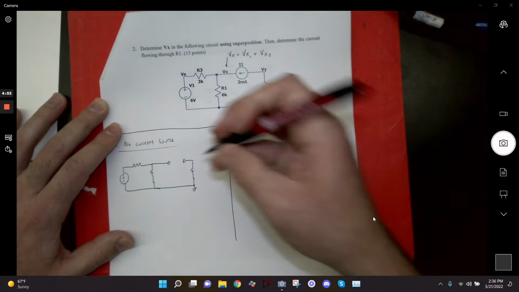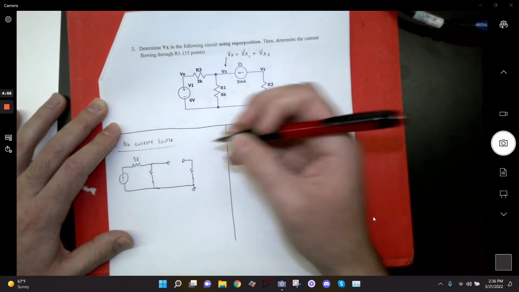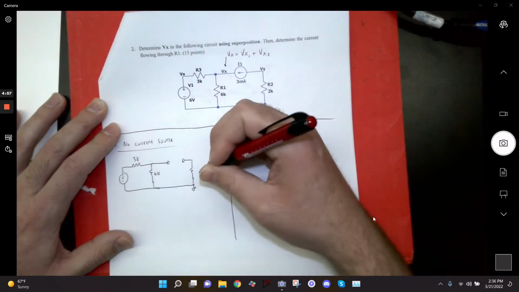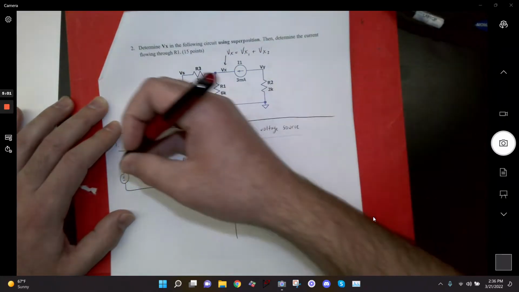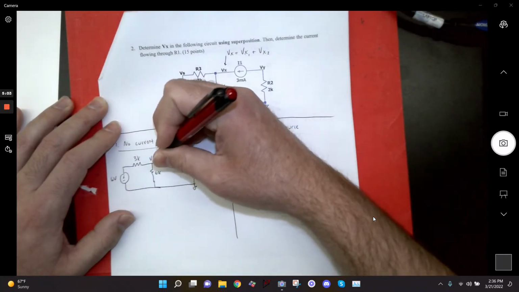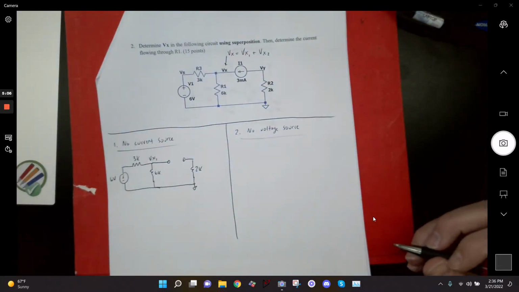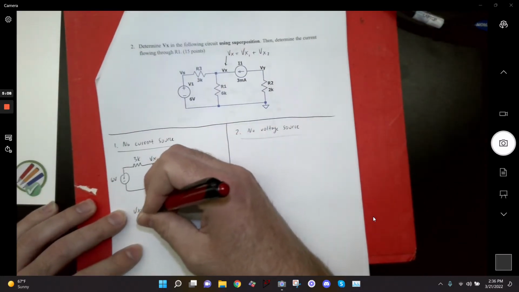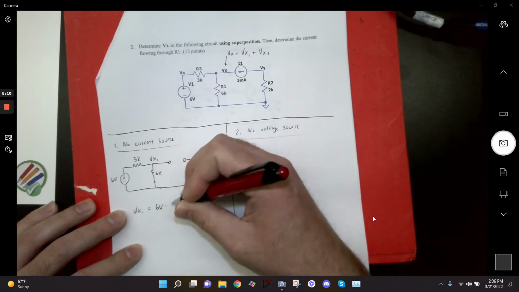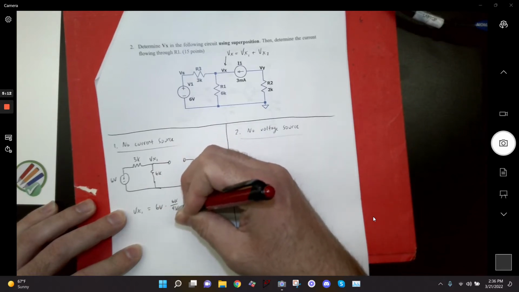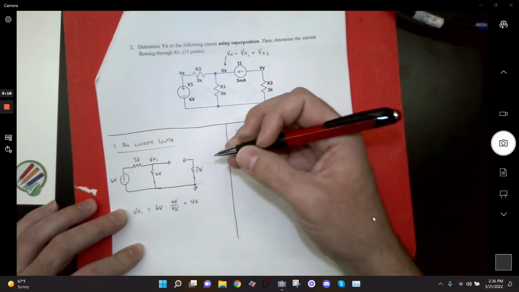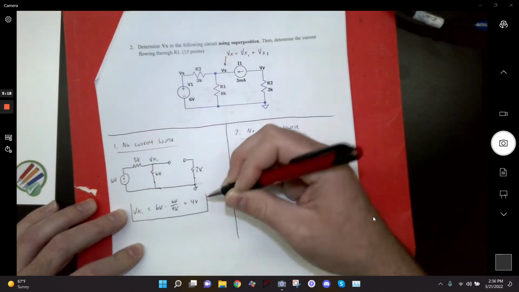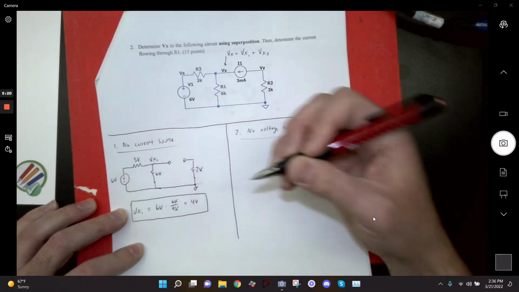So 3K, 6K, 2K. The 2K is not going to do anything, because I'm not going to get any current flowing through there. So all I end up with is a little voltage divider here. That's going to be my Vx1. So Vx1 is equal to 6 volts times 6K over 9K, or 2/3 of 6, which is 4 volts. Any problems with that?